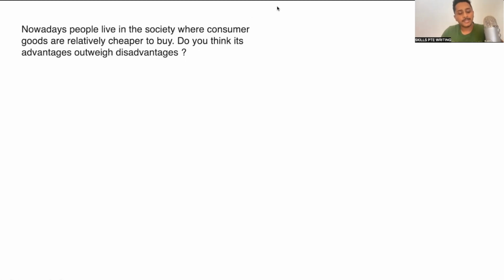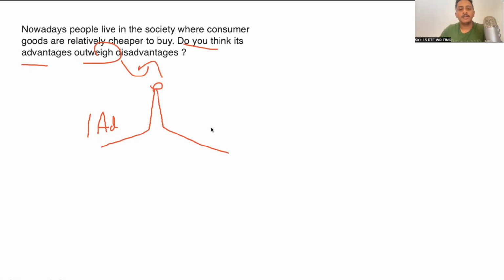Nowadays, people live in a society where consumer goods are relatively cheaper to buy. Do you think its advantages outweigh disadvantages? Sorry, the question is not to discuss the advantages and disadvantages. The question is outweigh. Let's say here I write one advantage, here I write one disadvantage. Which of them weighs more? That is the question, not the number of advantages or disadvantages.